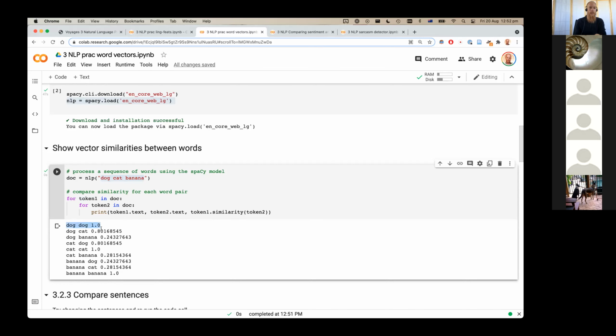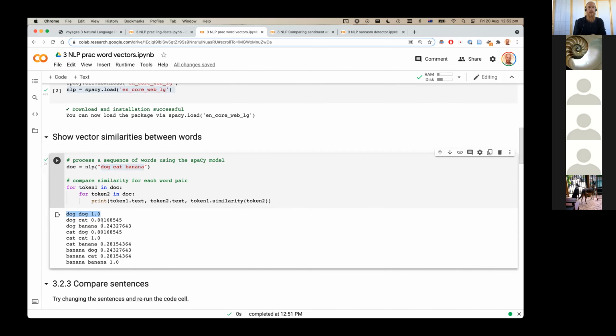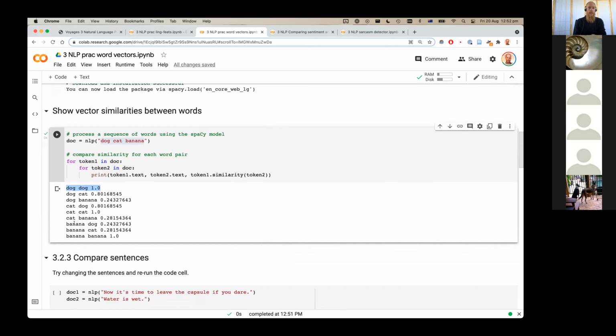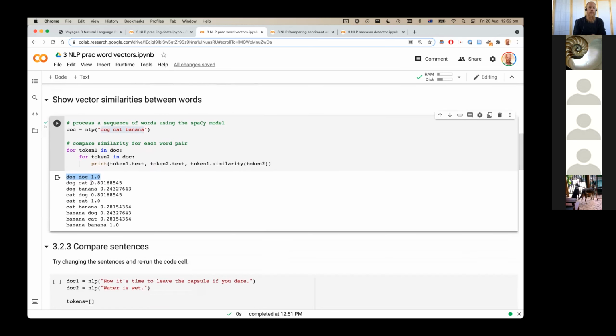So a similarity value of 1.0 indicates that the words are highly similar and identical. Here, the similarity value of 0.8 in the vector space. These 2 words are very similar. A similarity value of 0.24 indicates that these 2 words, dog and banana, are not similar. So that's a very low value.